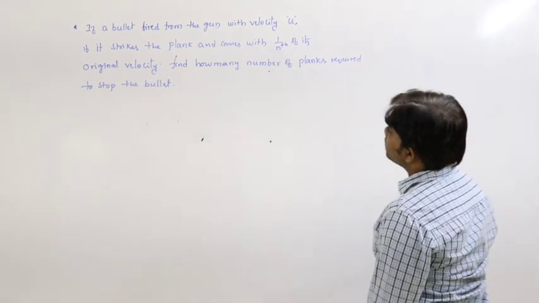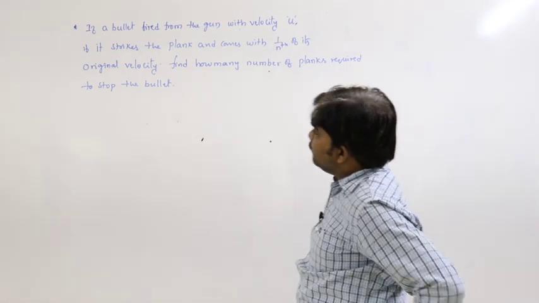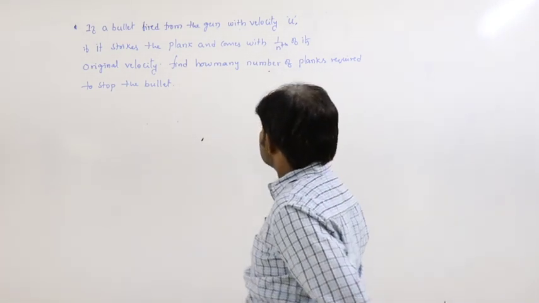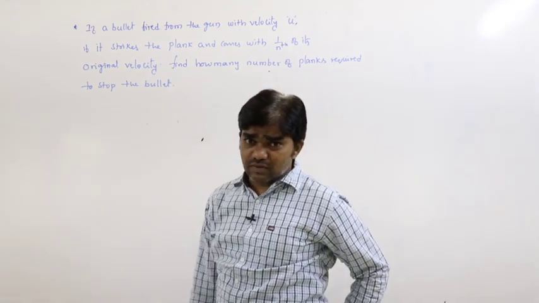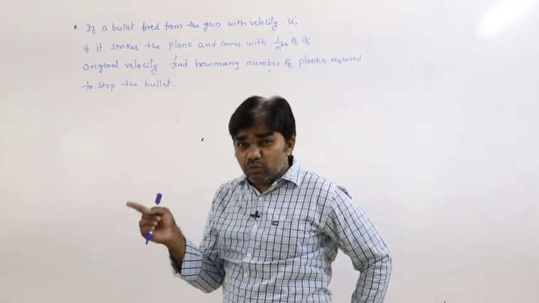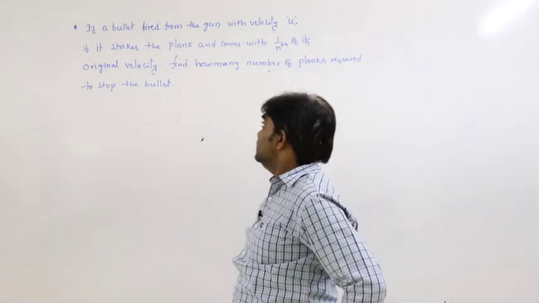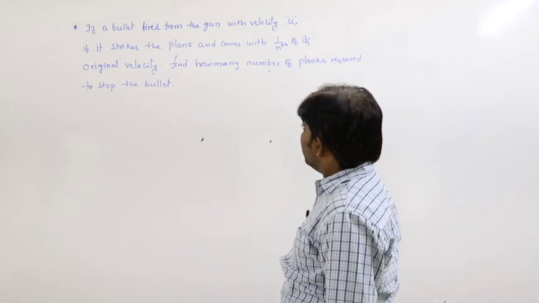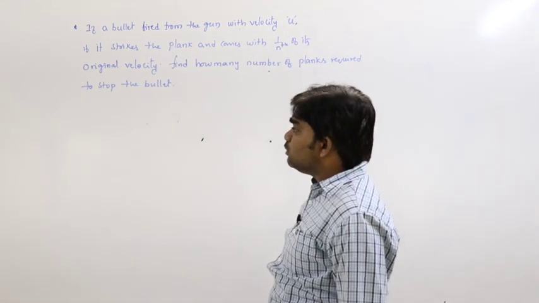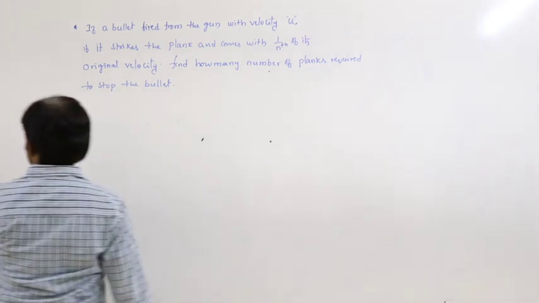If a bullet fired from the gun with velocity u strikes the plank and comes out with 1 by nth of its original velocity, find how many planks are required to stop the bullet. So that is important.